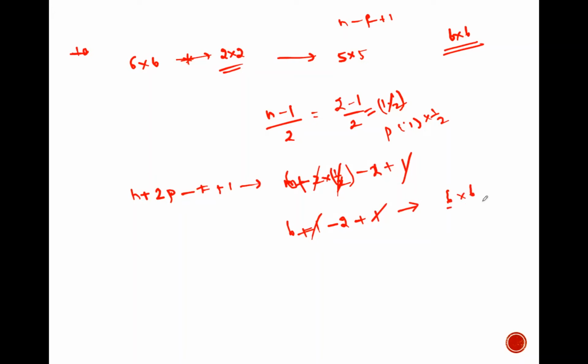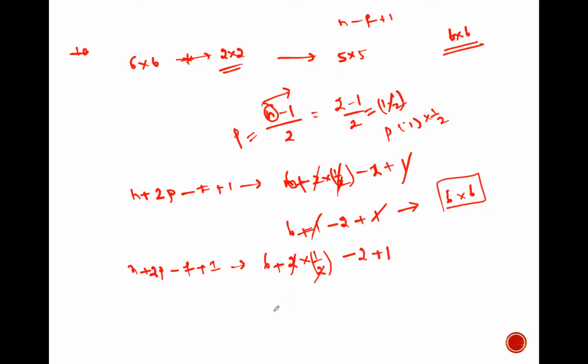Am I getting 6 by 6? The formula is plus 2P, right? Did you apply the padding yesterday? You applied the padding as 1, so it should be 6 plus 2, right? My padding will be (F minus 1) by 2, F is 2, so 2 minus 1 by 2 is 1 by 2. So 6 plus 2 into 1 by 2 minus 2 plus 1. This 2, 2 gets cancelled. 6 plus 1 minus 2 plus 1. I have 6 by 6. Fair enough.